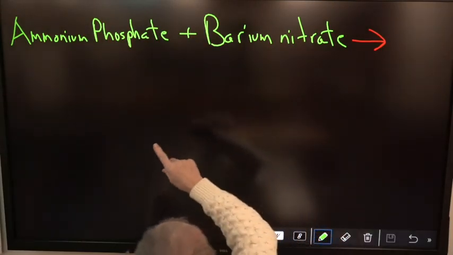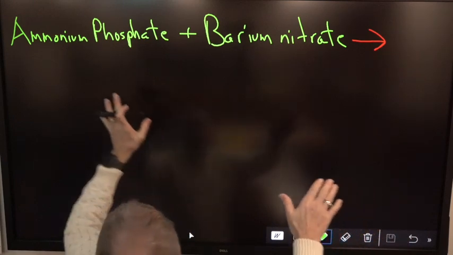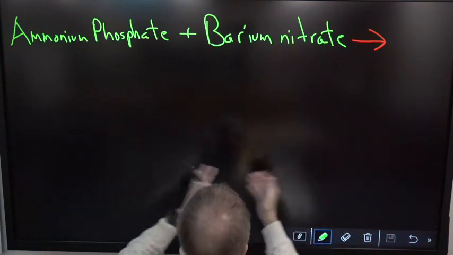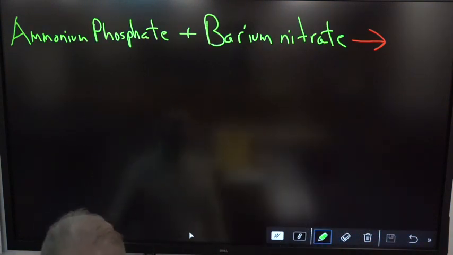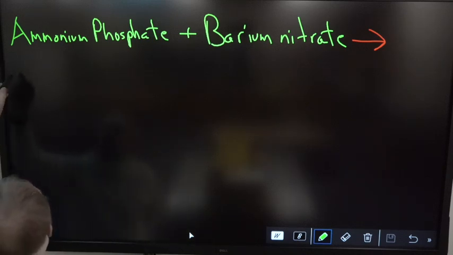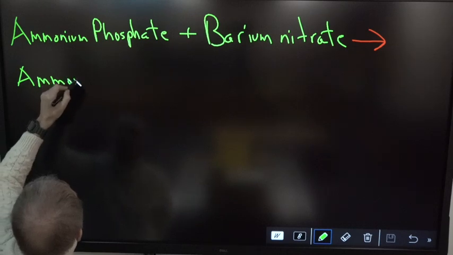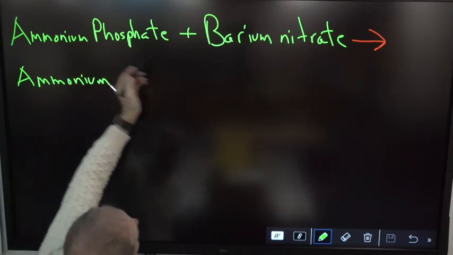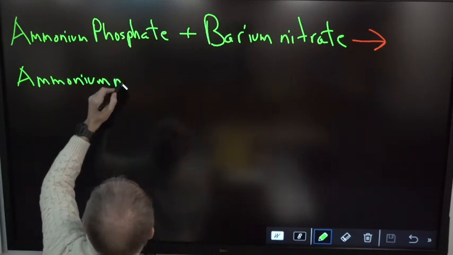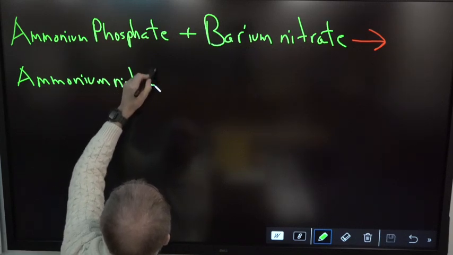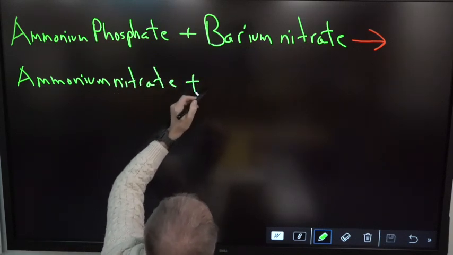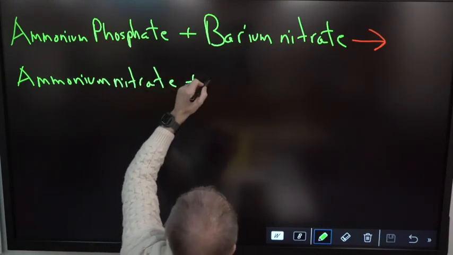So, we remember you take the positive ions and flip-flop them. So we have ammonium nitrate plus barium phosphate.